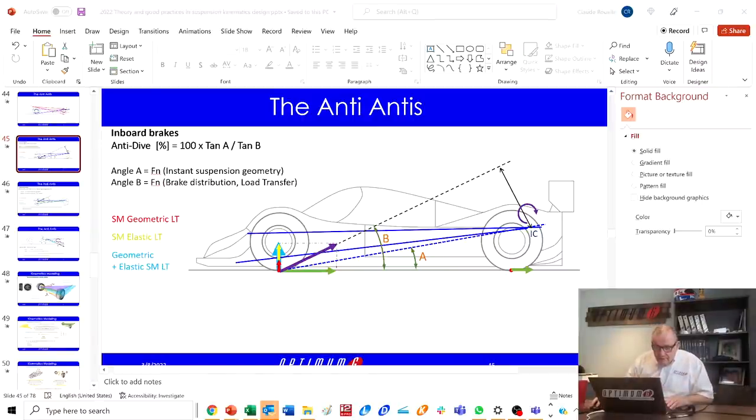Sometimes you still have... okay, where's my mouse? Okay, so it's here.